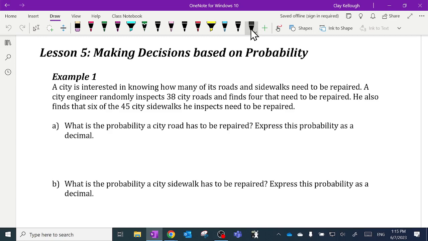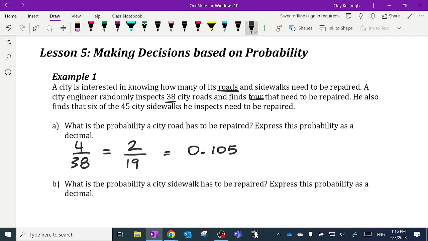So, the roads part of the question was 4 out of 38. If you leave the answer like that, you're going to lose half a mark. What do you notice goes into 4 and 38? They both have a 2. So that's actually 2 out of 19, which, if you'd rather have a decimal, is 0.105. There's a repeat on that, but I'll just round it to 3 places. 19ths take like 12 or 13 digits before they start repeating.